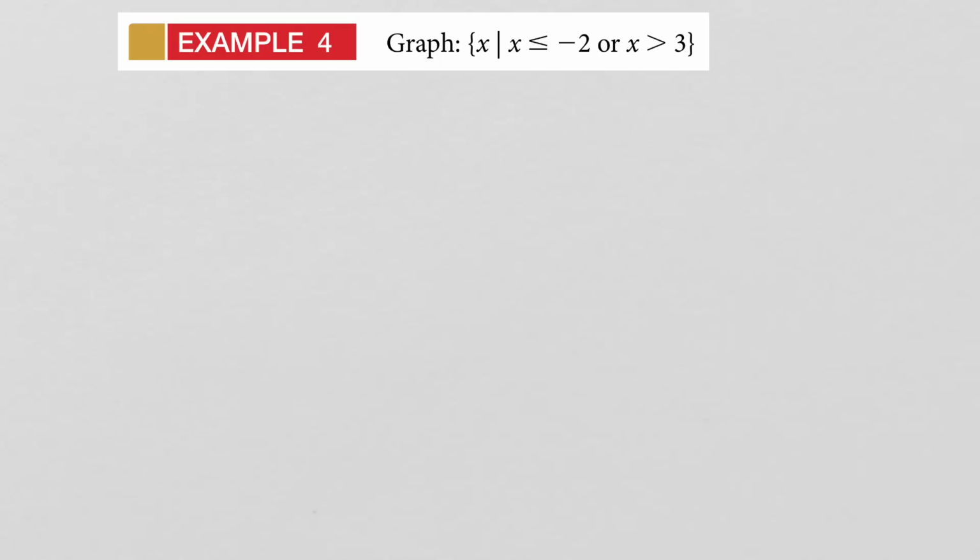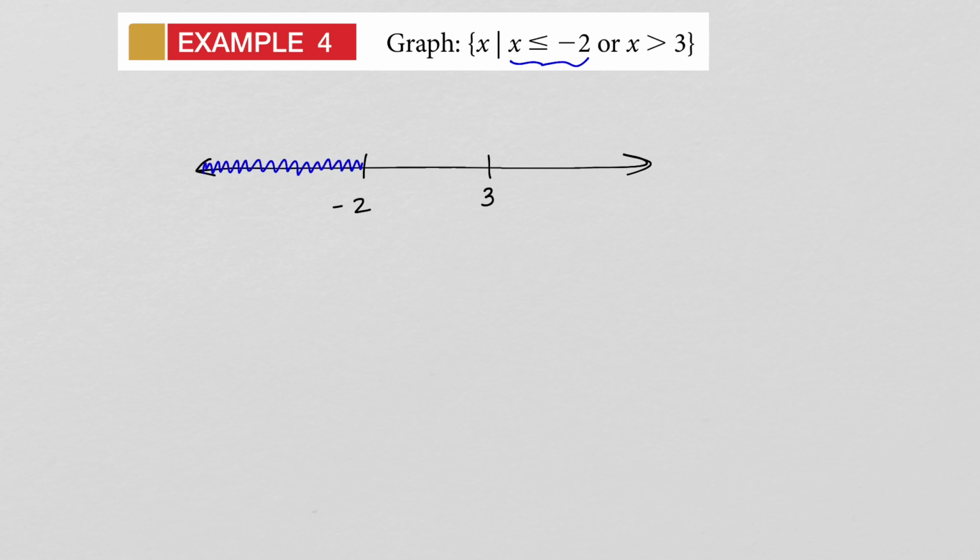In our next example, we are simply graphing the set of numbers x such that x is less than or equal to negative 2 or x is greater than 3. So the graph of these numbers is fairly straightforward. First of all, notice that you have two important numbers that you need to represent on your number line here, negative 2 and positive 3. And the first one here says x is less than or equal to negative 2. Less than means to the left. And then it is or equal to, so we have a bracket there.